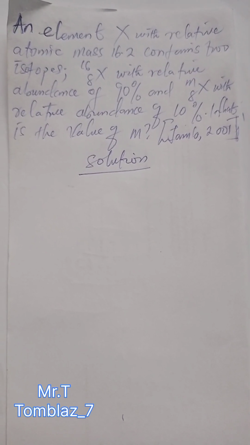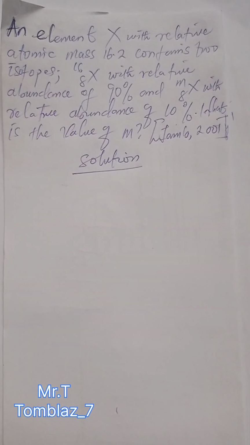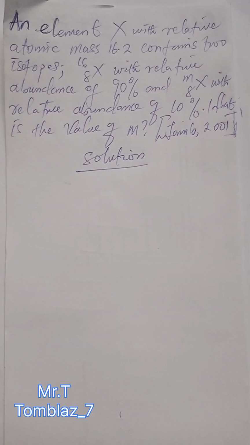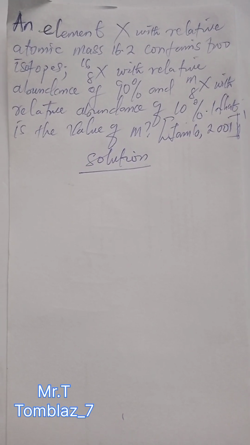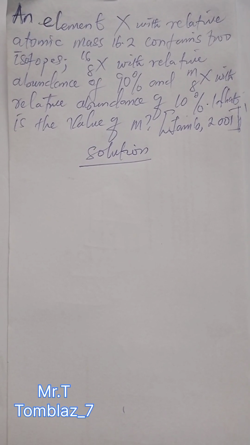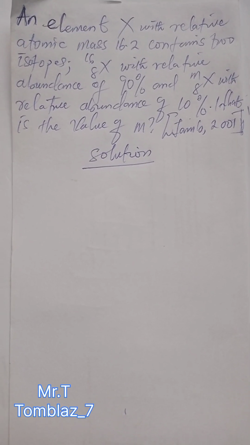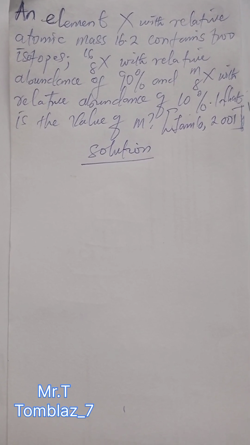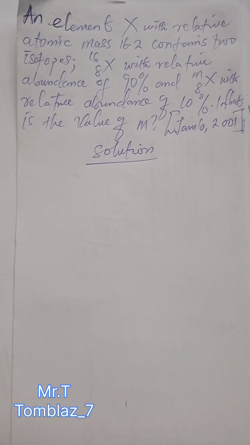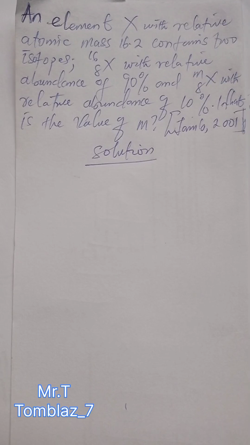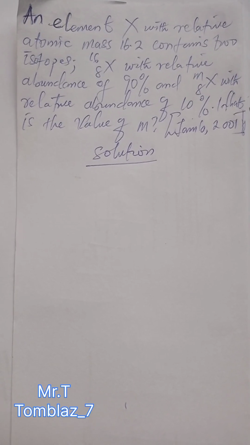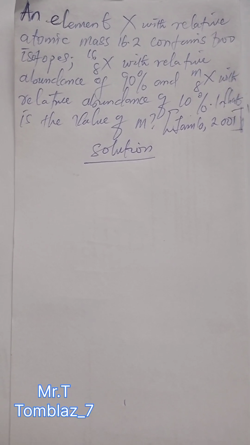So I have this question in chemistry from JAM 2001. The question said an element X with relative atomic mass 16.2 contains two isotopes, isotope 16 with relative abundance of 90% and isotope M with relative abundance of 10%. What is the value of M?